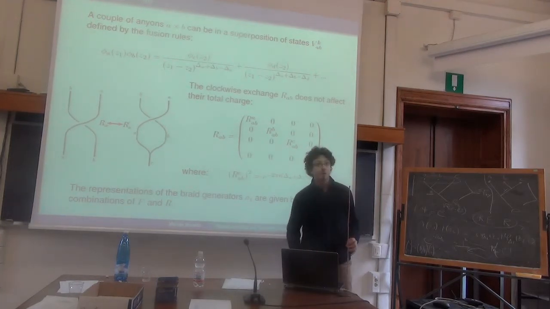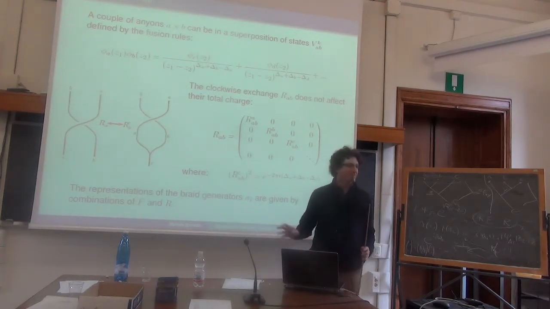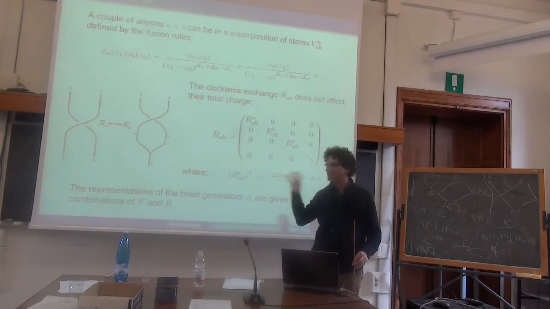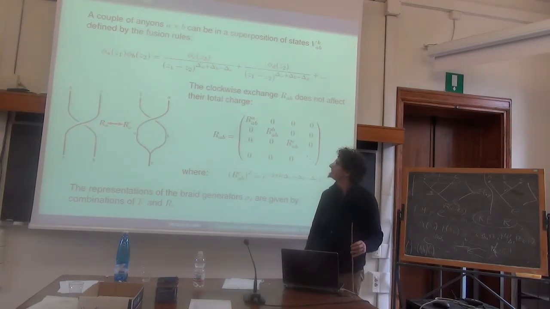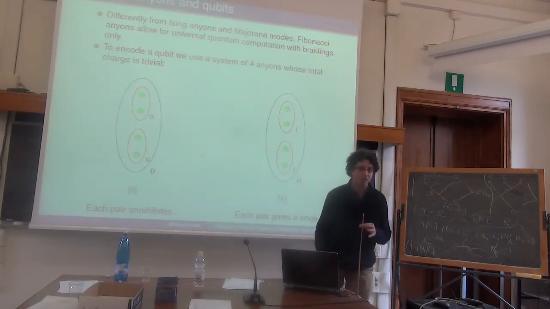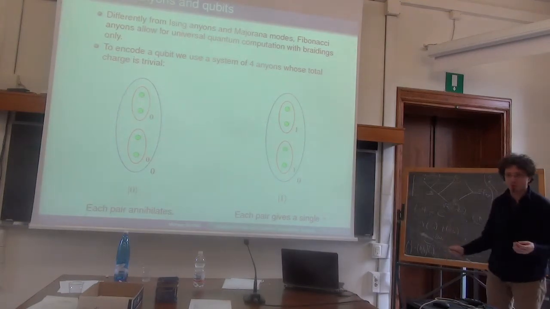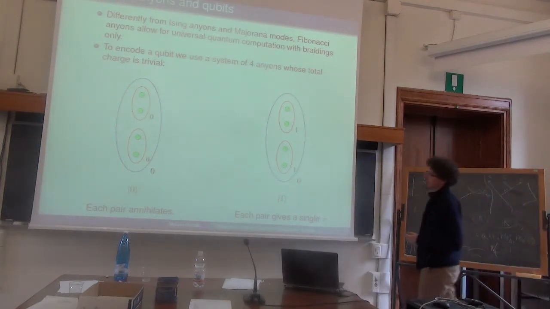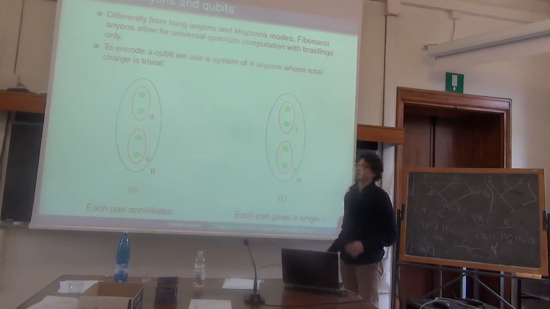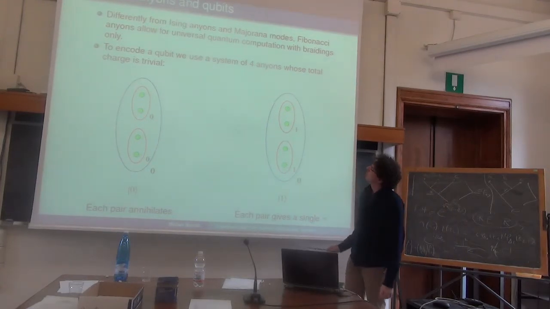So, I recognize that so far it is very abstract, and I haven't given you any particular example. So now I would like to focus on these two examples that I mentioned before, the one of Fibonacci and the one of Ising anyons. And I want to start from the Fibonacci.